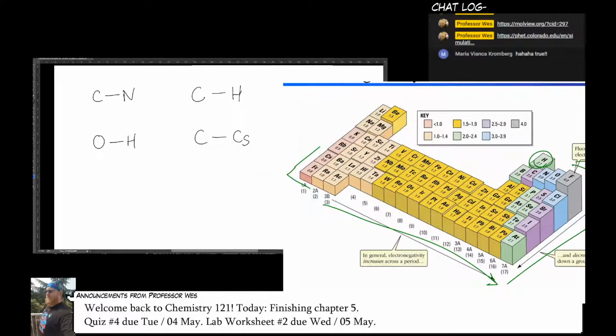there you go. All right, so using the electronegativity chart here, I want you to categorize each bond that I've drawn on the screen as one of those categories: nonpolar covalent, polar covalent, or ionic. And we'll go over the answers in just a second.